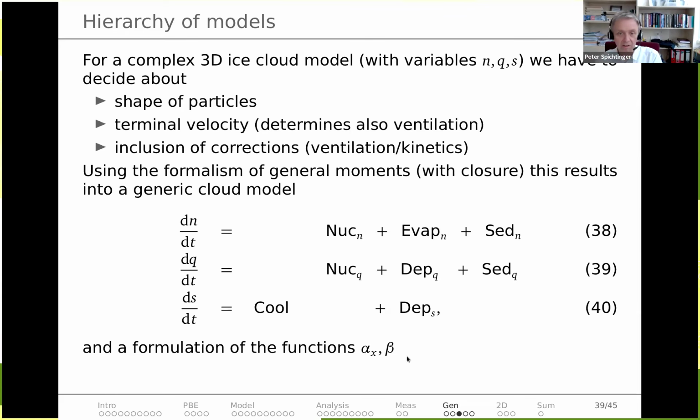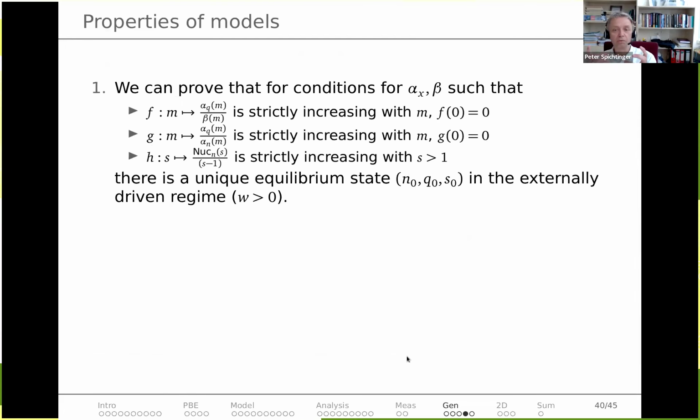And now you can say, well, in an abstract way, you can really prove when you have a unique equilibrium state. So when do we still keep these properties? And these are just very, very simple conditions. So for instance, sedimentation divided by the depositional growth must be strictly increasing in terms of mass. And if you combine the sedimentation terms, they also must increase, and also this term must increase. These are for the masses, these are for the supersaturation, and then you have a unique equilibrium state.